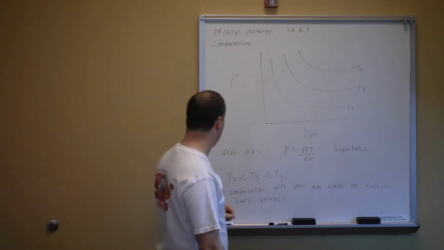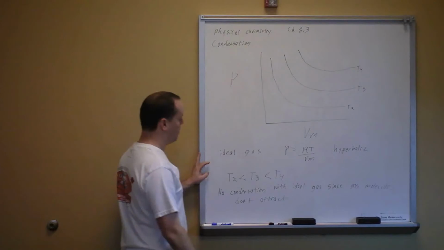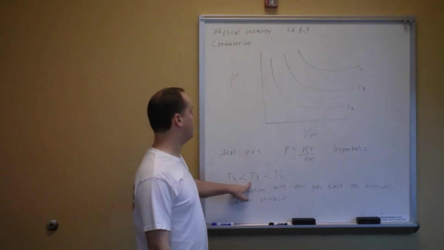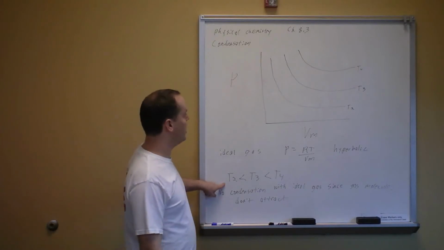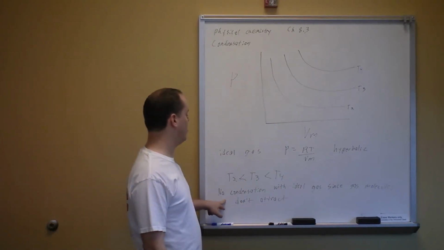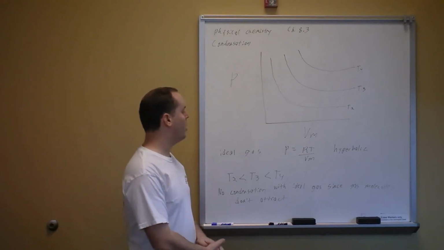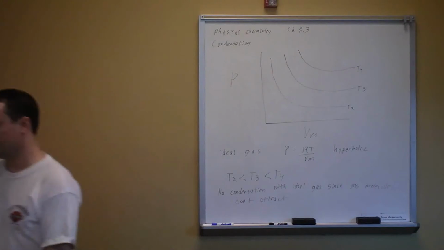This shape is called hyperbolic. From that graph, you notice I didn't put any specific numbers, but you can tell that temperature 2 has to be less than temperature 3, which is less than temperature 4. You also notice that it's a gas everywhere. There's going to be no condensation with an ideal gas because the molecules of an ideal gas do not attract each other.